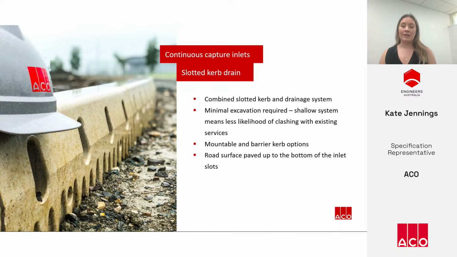Another type of monolithic continuous capture inlet system is the slotted curb drain. This product combines two functions: the drainage channel with the curb itself. This is a shallow solution that requires less excavation for the installation, and therefore there's less likelihood of clashes with existing underground services. In this range, options include semi-mountable and barrier-type curb profiles, depending on the specific area within the roadway.